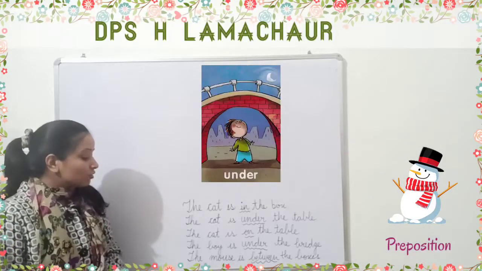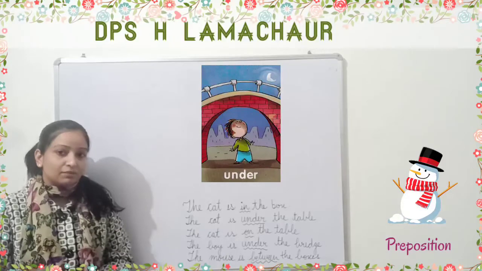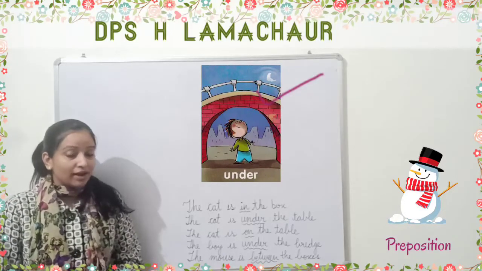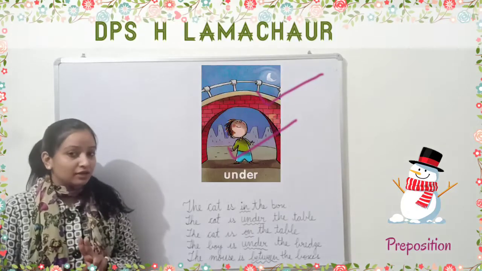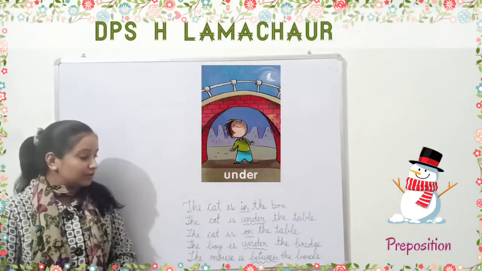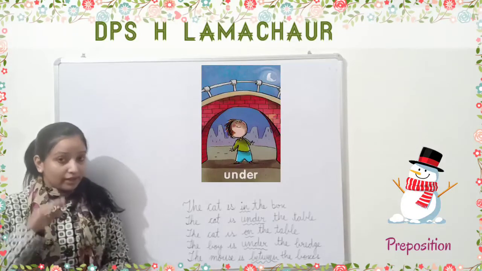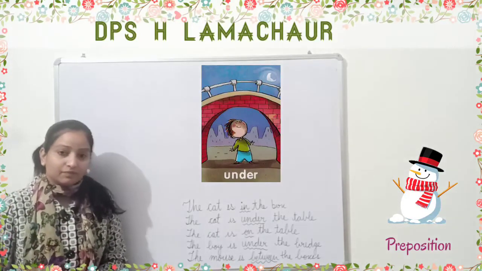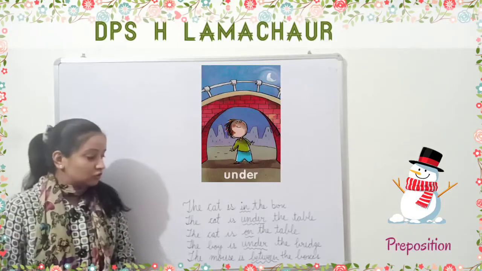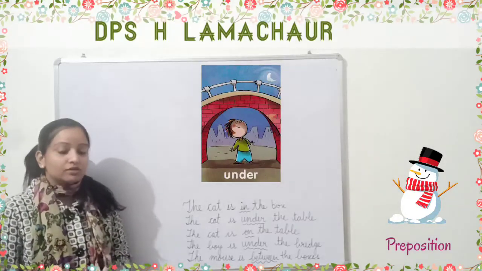So the boy is dash the bridge. You can see clearly, where is the bridge? Here. Where is the boy? Here. So what are the conditions to put under? So see beta, you can see clearly that the boy is below the bridge, and the bridge is covering the boy. Yes. So in such cases we use under.